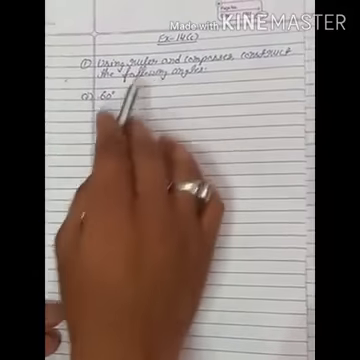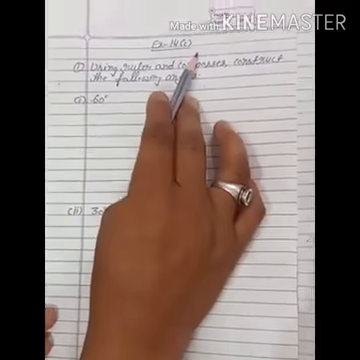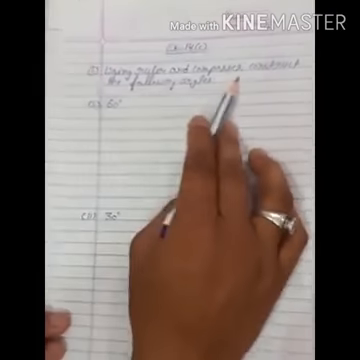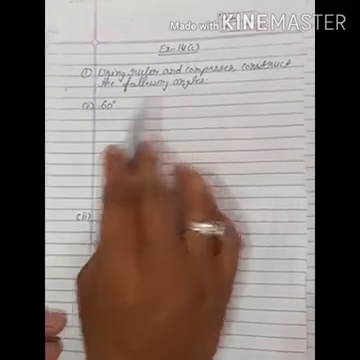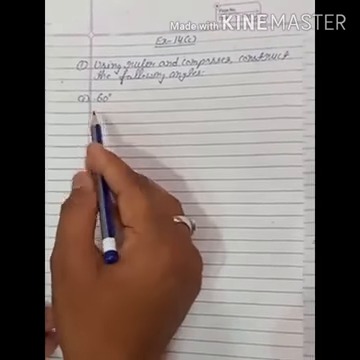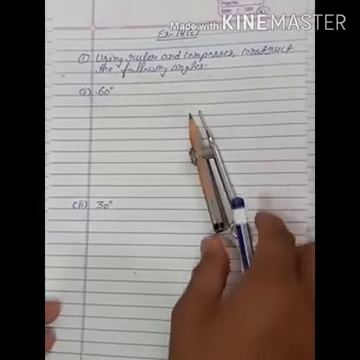Students, in this video we will start exercise 14C. So in that exercise, first sum is using ruler and compasses construct the following angles. So first part is 60 degree. So we will construct 60 degree angle by using ruler and compass.